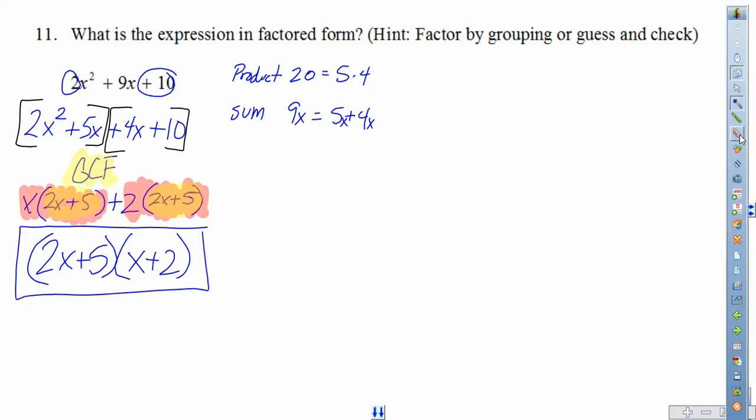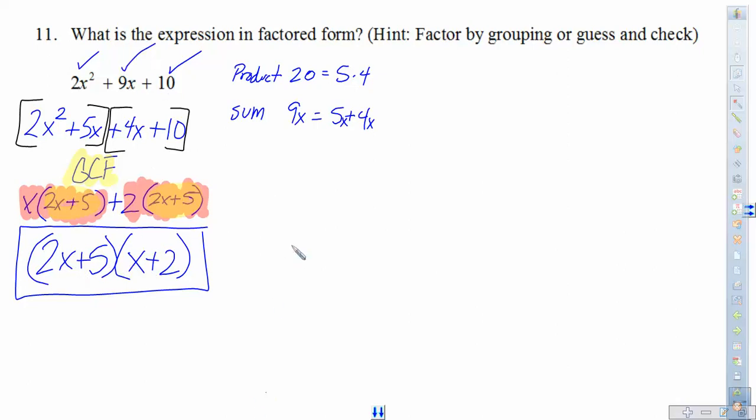Couldn't we check this answer once again by FOILing this, right? First times first, 2x times x, 2x squared. Last times last, 5 times 2 gives us the 10. Now it's time. 2x times 2 gives us 4x. 5 times x gives us 5x. 4x and 5x, 9x. Done deal.